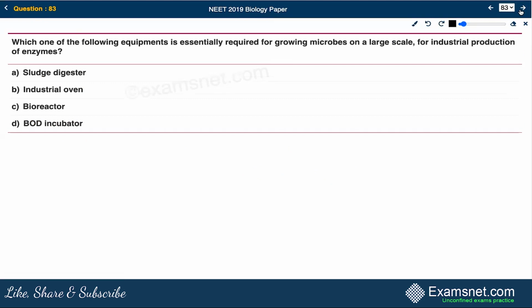Now, question number 83 says that which one of the following equipments is essentially required for growing microbes on a large scale for industrial production of enzymes. Now you have to grow these microbes on a large scale for the production of enzymes. So for the production of enzyme, the one thing that is required is basically the bioreactor.